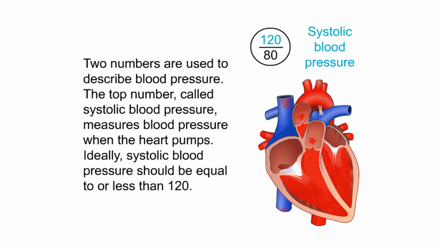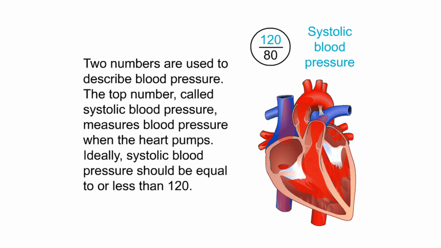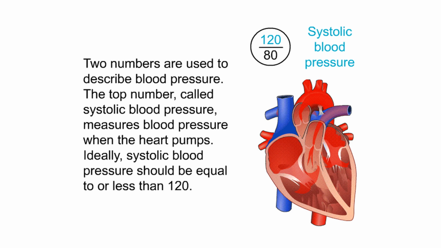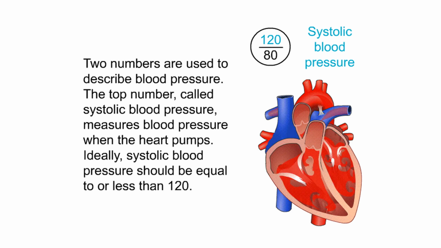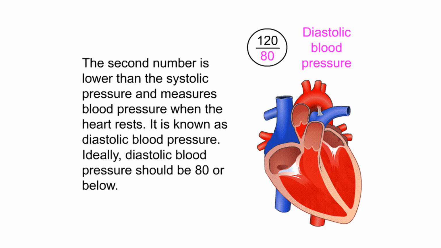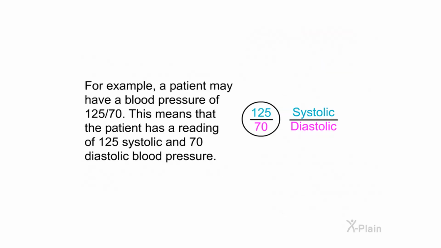2 numbers are used to describe blood pressure. The top number, called systolic blood pressure, measures blood pressure when the heart pumps. Ideally, systolic blood pressure should be equal to or less than 120. The second number is lower than the systolic pressure and measures blood pressure when the heart rests. It is known as diastolic blood pressure. Ideally, diastolic blood pressure should be 80 or below. For example, a patient may have a blood pressure of 125/70. This means that the patient has a reading of 125 systolic and 70 diastolic blood pressure.